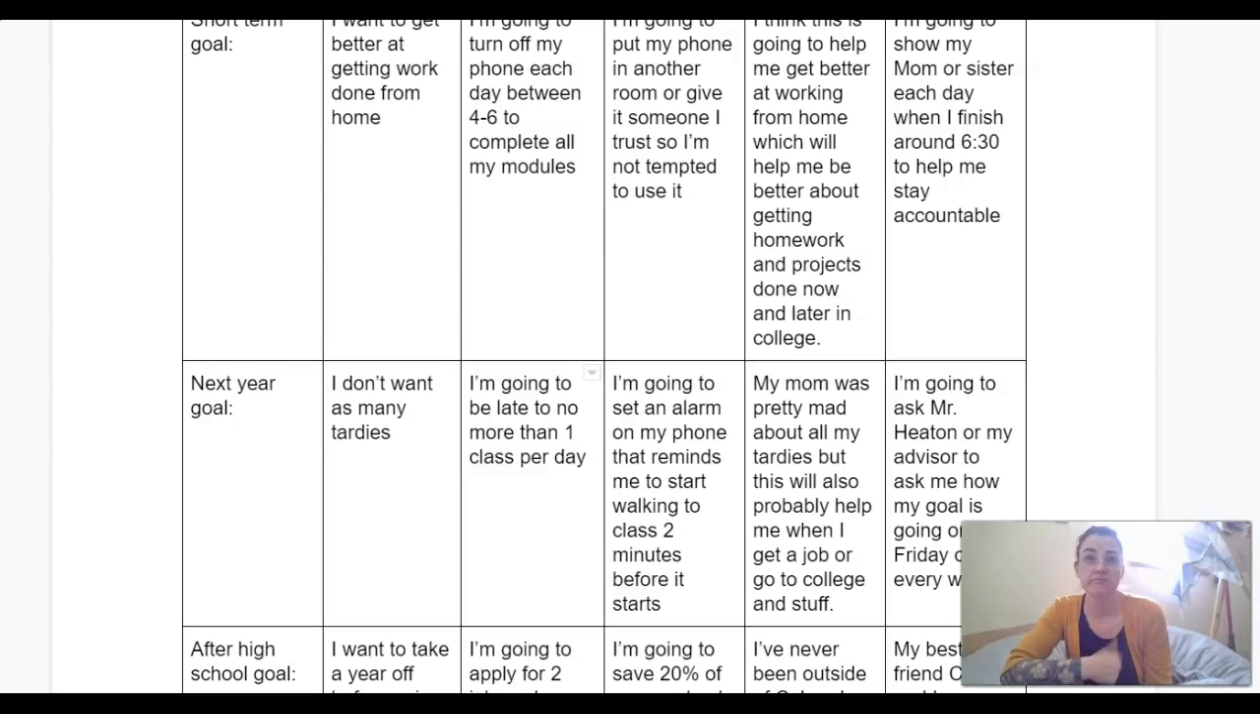So, say for example, last parent-teacher conference, I had a ton of tardies, and my mom was really mad about all the tardies. So I really don't want to make my mom mad. So that's the thing that's going to help me right now. It's going to make my life easier by not having to deal with the wrath of my mom. Okay. But it's also probably going to help me get a job or go to college and stuff. So it's probably going to benefit me later too. Because if I don't show up to a job on time, then you know I'm going to get fired.